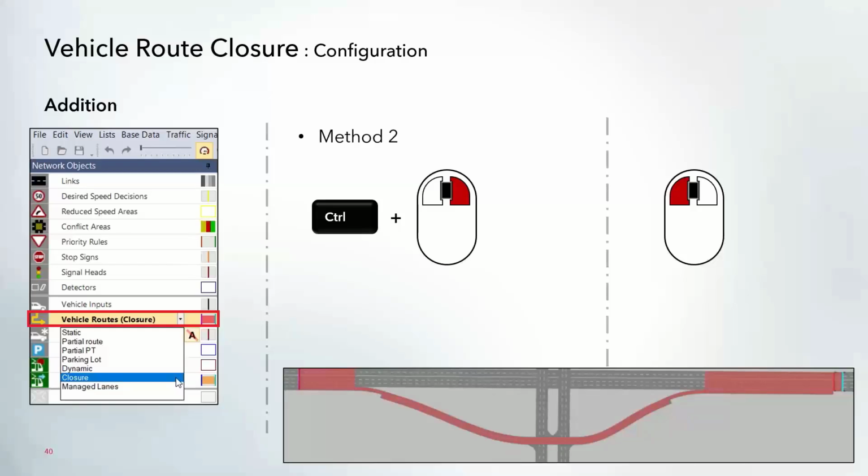And it is important to note that in order for a route closure to work, there must be at least one other option for vehicles to take in order to reach their destination. So if this is really the only way that a vehicle can get from its origin to its destination, then the route closure will not have any effect. So we'll need to make sure that the vehicles do have another path option that they can choose from in order for that route closure to take effect.